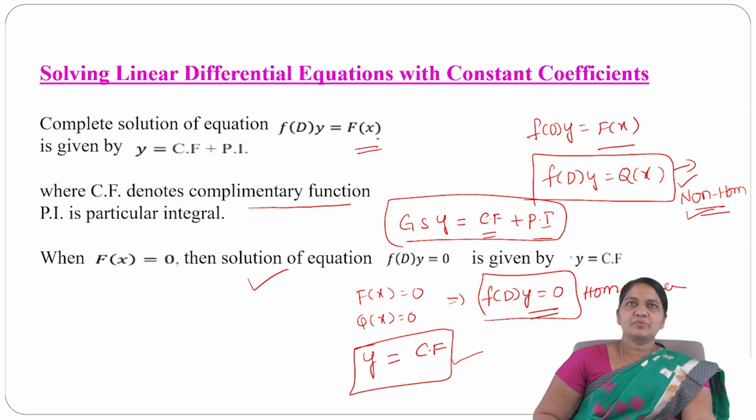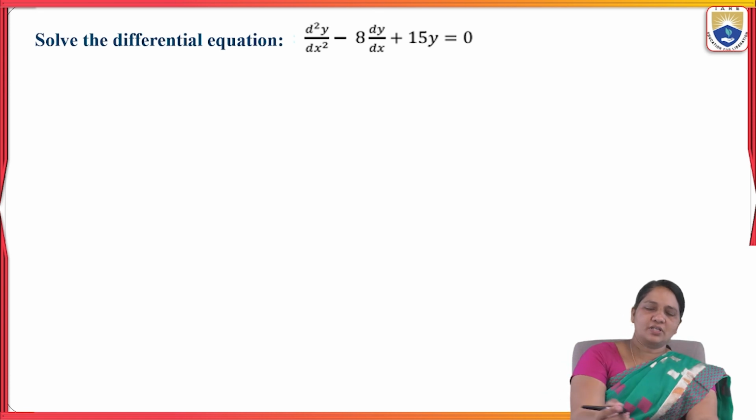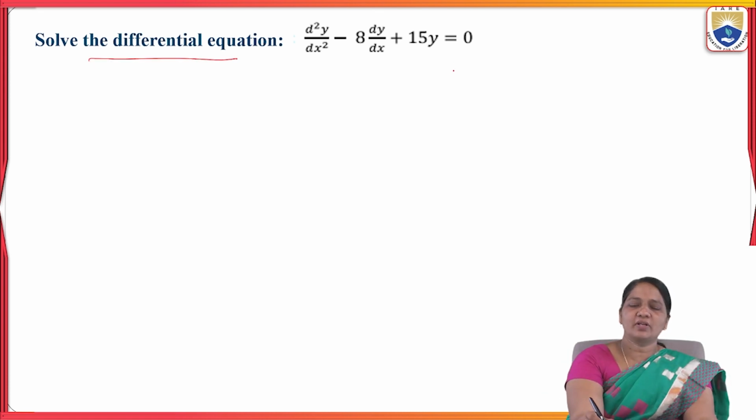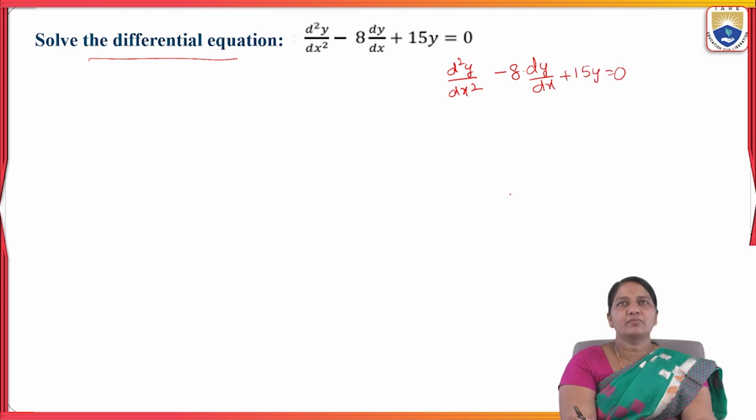So here we can observe the problem. See this, solve the differential equation. What is the differential equation they given? d square y by dx square minus 8 into dy by dx plus 15 into y is equal to 0. This is the given equation.